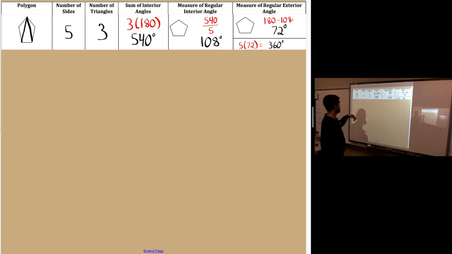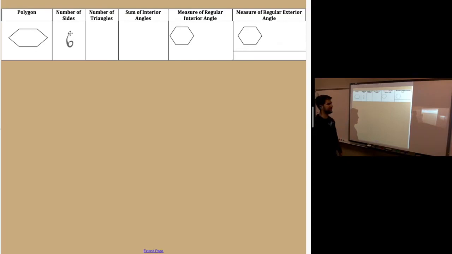The number of sides here are 6. The number of triangles, again, I'm going to draw a line to every non-adjacent vertex. I see I have 1, 2, 3, and 4 triangles. The sum of the interior angles, 4 triangles, each one having 180. Therefore, 4 times 180 gives me 720.